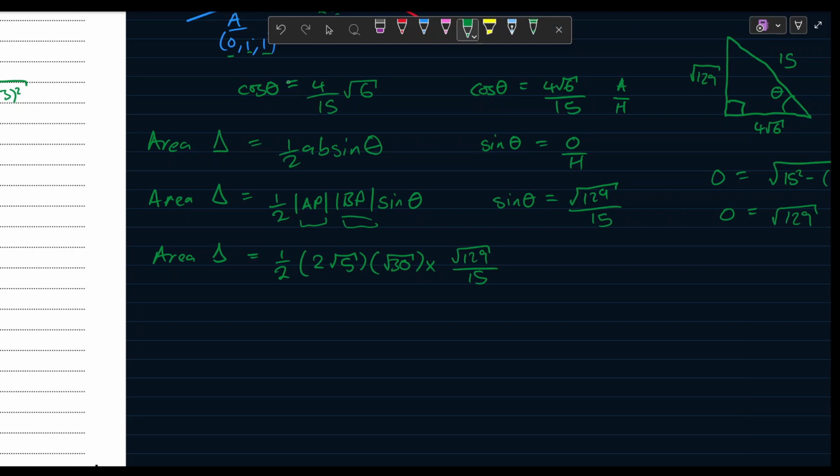All right, so the area of the triangle is equal to, this cancels out. We've got root 5 times root 30 times root 129 over 15. That's root 5 times root 30 times root 129 over 15. And this gives us the square root of 86. And we can conclude that this is our final answer.